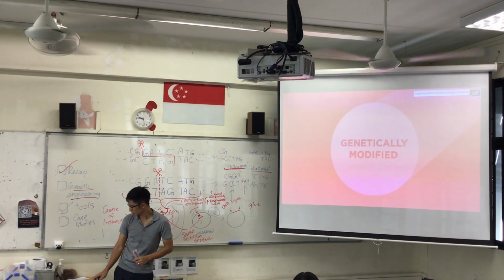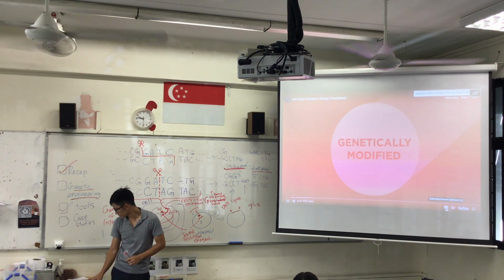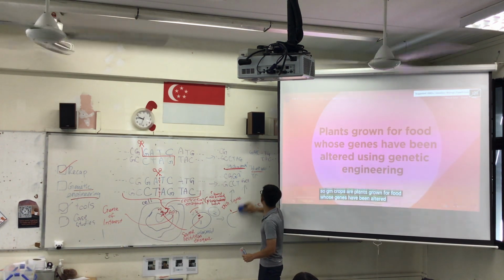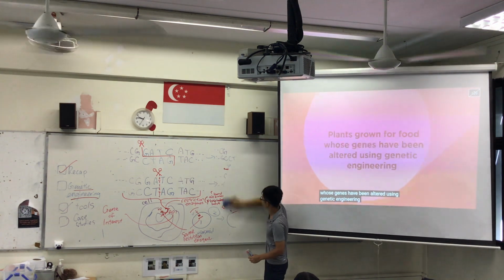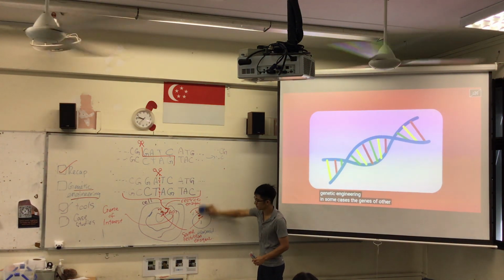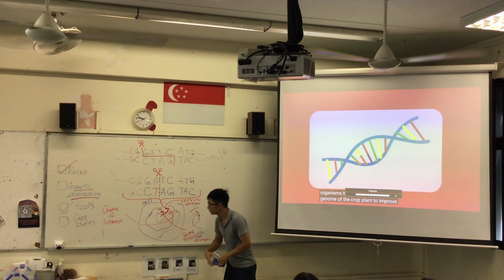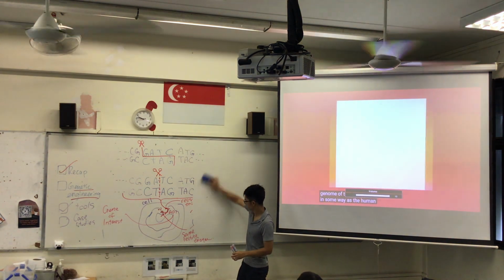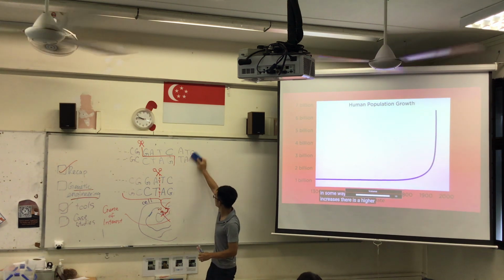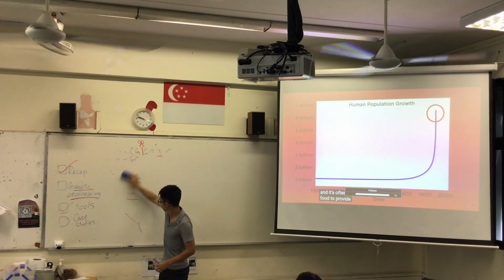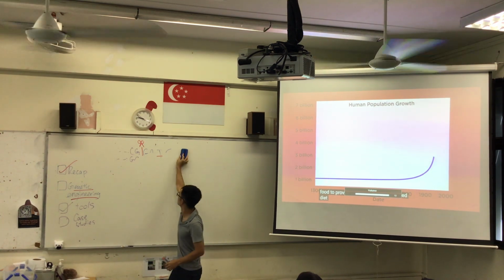GM stands for genetically modified. So GM crops are crops farmers grow for food whose genes have been altered using genetic engineering. In some cases, genes of other organisms have been inserted into the genome of the crop plant to improve it in some way. As the human population increases, there is a higher demand for food, and it's often difficult to grow enough food to provide everyone with a balanced diet.